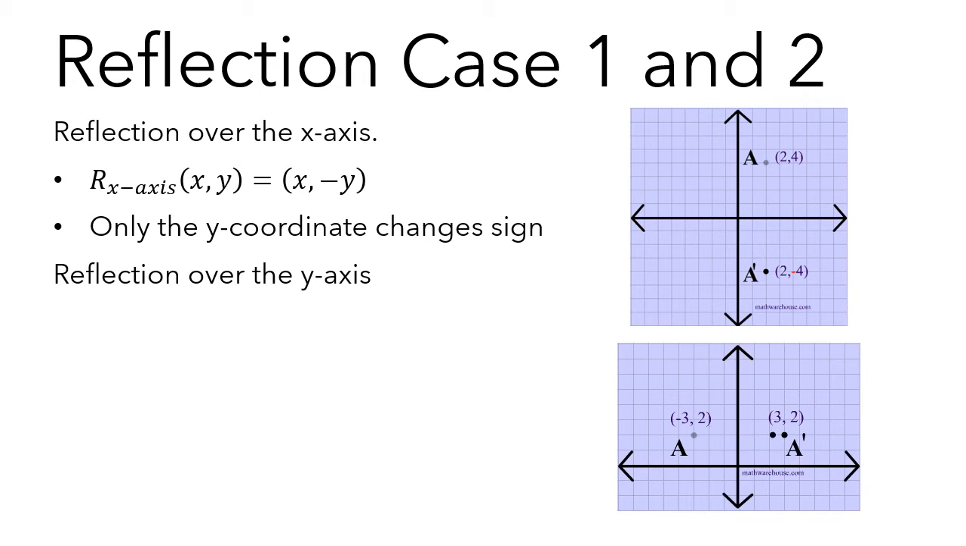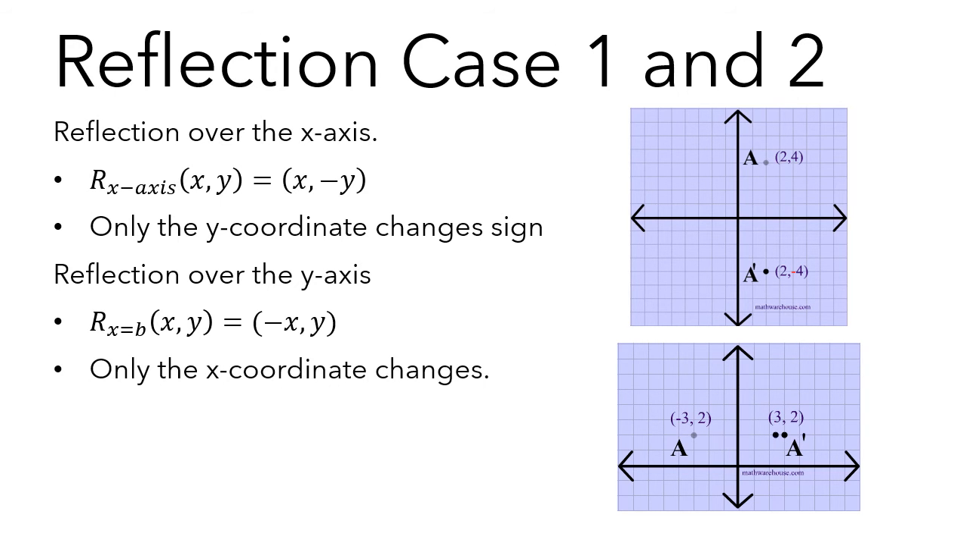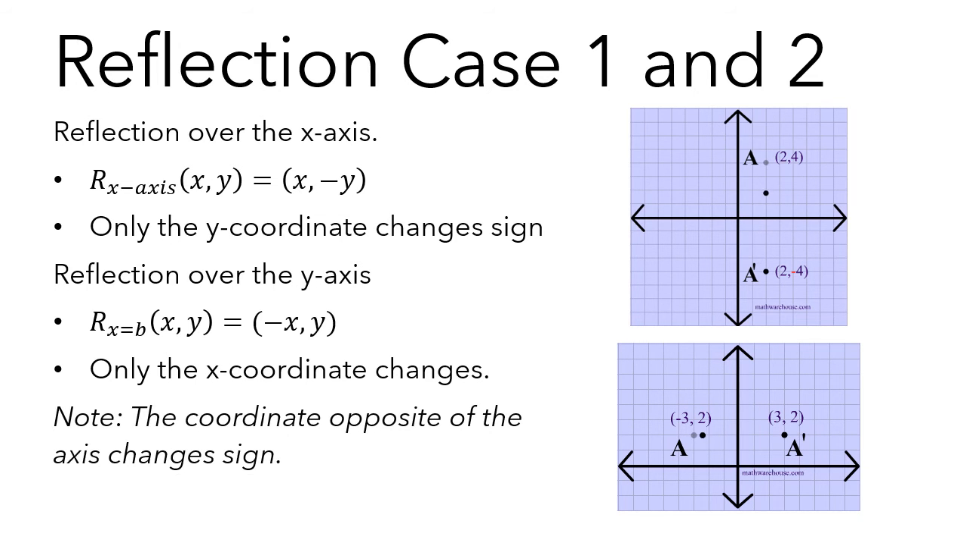Reflection over the y-axis, going the other direction, you can see that the only thing that changes is the x coordinate. If it was negative, it would turn positive. If it was positive, it would turn negative. So only the x coordinate changes. So if you noticed, it's actually backwards. So the coordinate that changes is opposite of the axis. So keep that in mind.